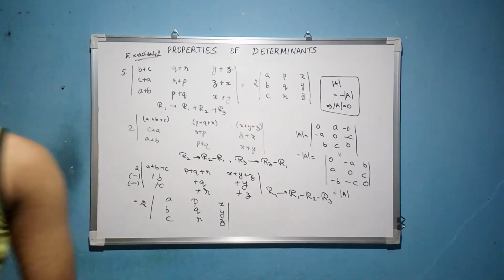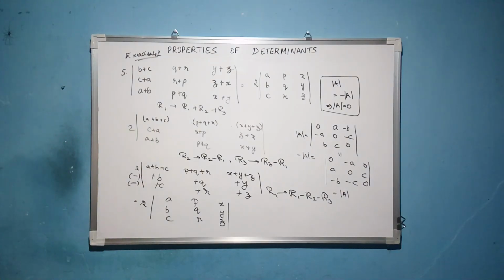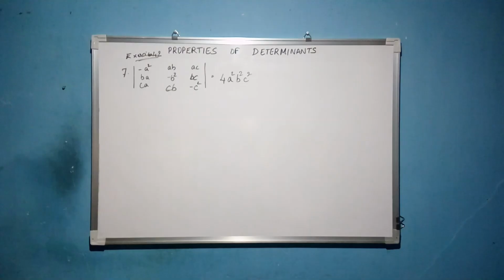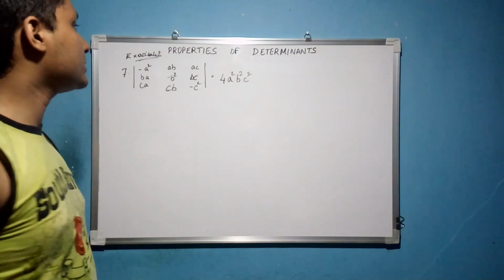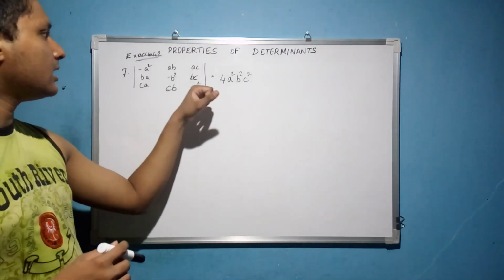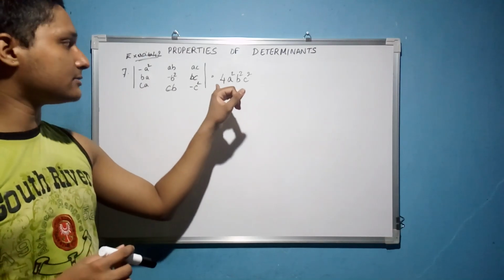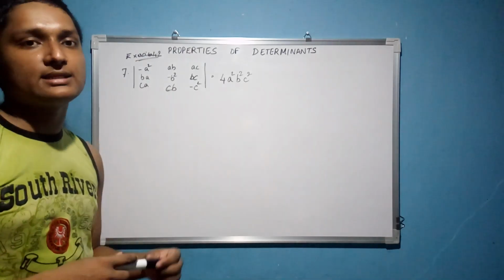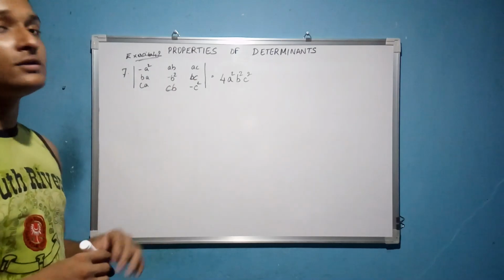We'll move on to the 7th question now. There are a series of questions that are very similar, so I'm going to do it a bit faster now. The 7th question is all about a determinant that is present here. You are asked to prove that this determinant is equal to 4a square, b square, c square. So it is a product of so many terms.